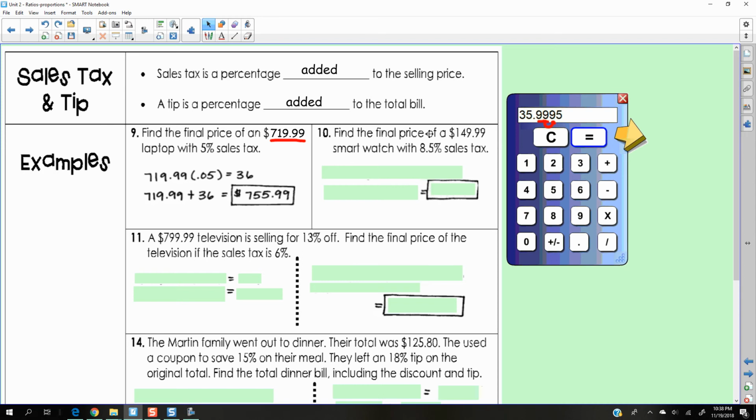All right, here we're going to find the final price of a $149.99 smartwatch with 8.5% sales tax. So we take our 149.99 and then we're going to multiply. Remember, with the percent, you got to move your decimal point. So we got to move the decimal point over 2 places. So 1, 2, so it would be 0.085. So we're multiplying by 0.085. Okay.